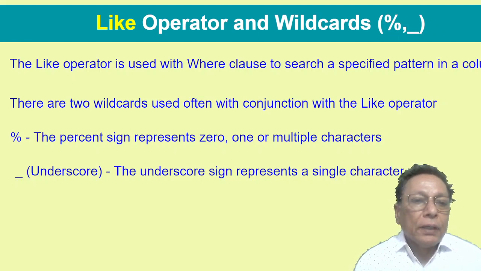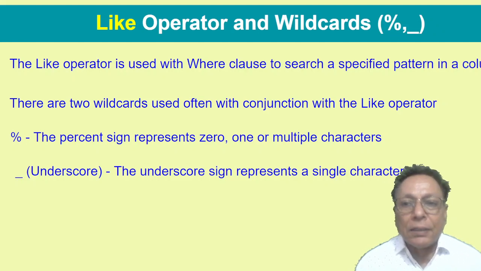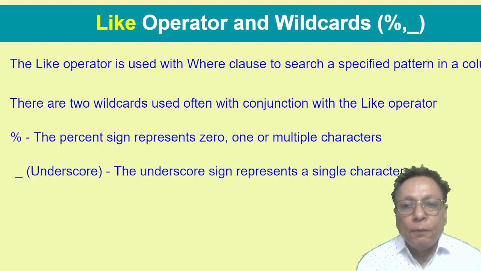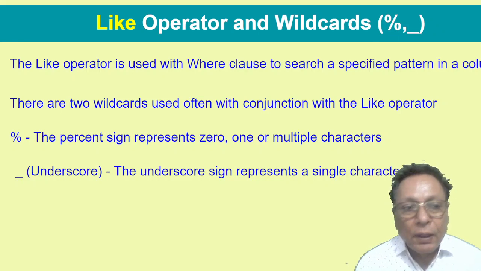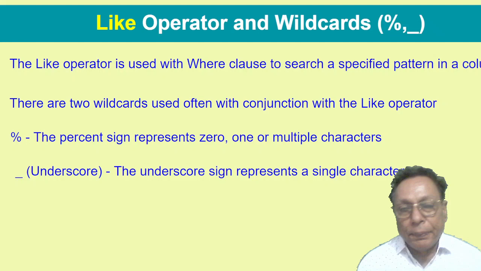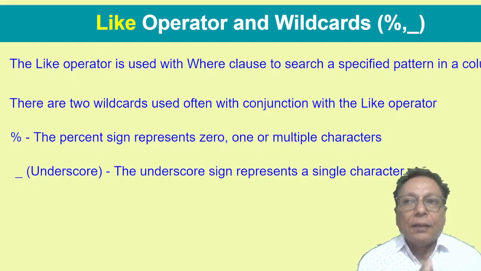The like operator is a special operator which uses wildcards, meaning some special characters which you can use in place of the values. The like operator is used with the where clause to search a specified pattern in a column. There are two wildcards often used in conjunction with the like operator. If you want to use like, it should be used with select and where.